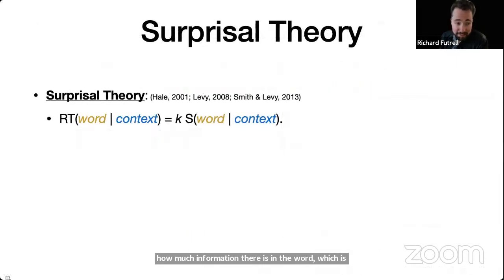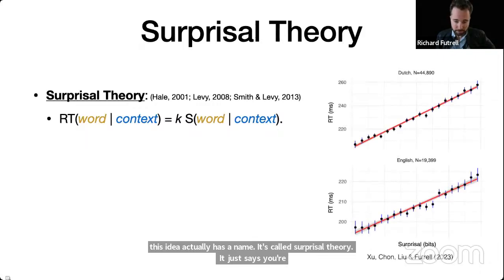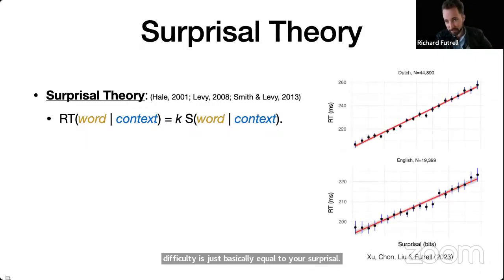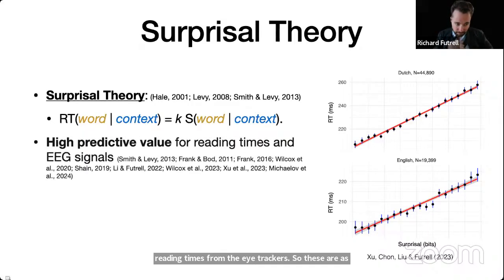So this idea actually has a name. It's called surprisal theory. It just says that your processing difficulty is basically equal to your surprisal. And you get fits like this when you're fitting the reading times from the eye trackers. These are as close to linear fits as you're ever going to get in psycholinguistics. This is a quite impressive fit to data.